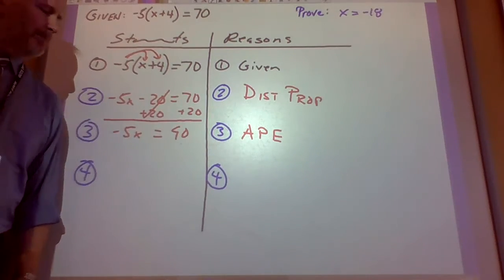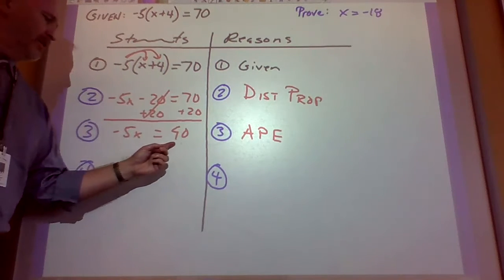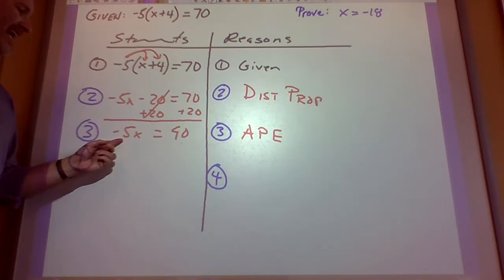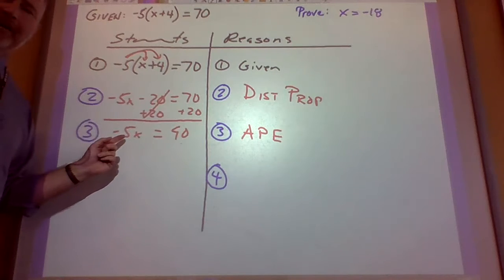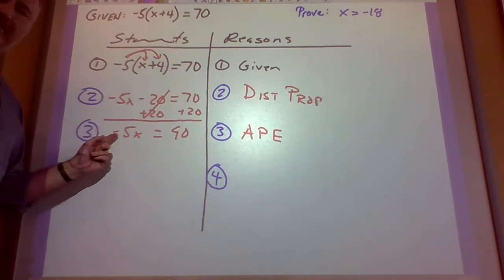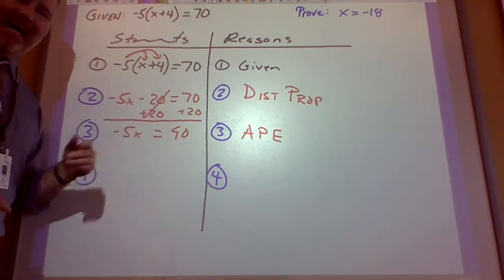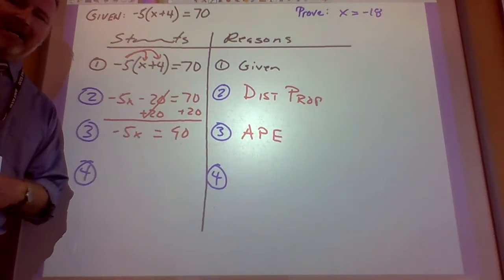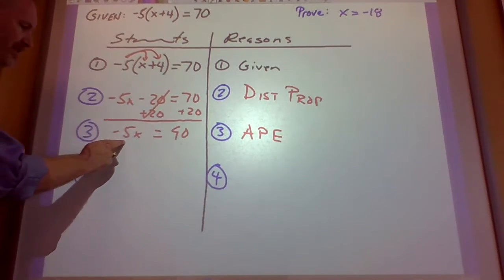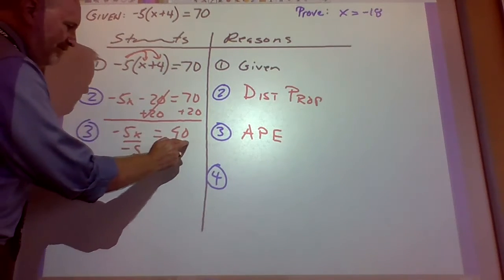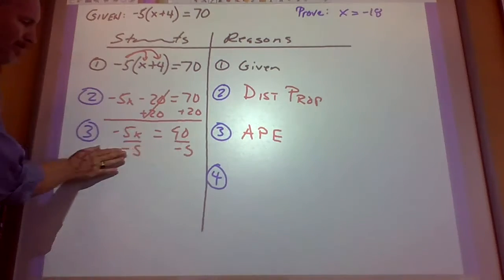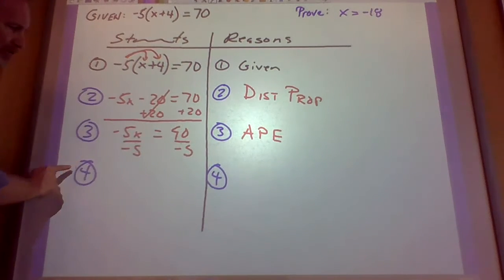Now, we're one step away from nirvana. All we got to do is get rid of this times negative 5. Please don't add 5 right here. That is not x minus 5, that's negative 5 times x. And to get rid of times negative 5, I think everybody knows we should divide both sides by negative 5. And again, that's scrap work right there, so it goes in between 3 and 4.